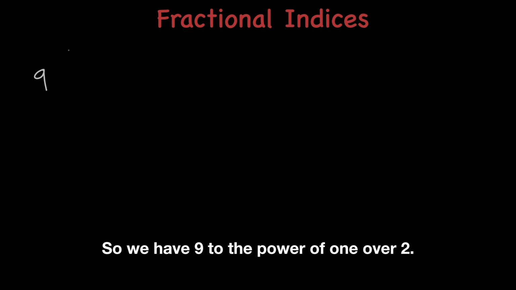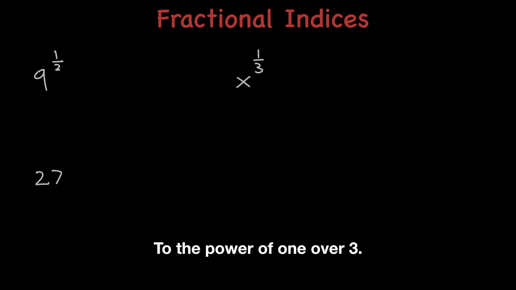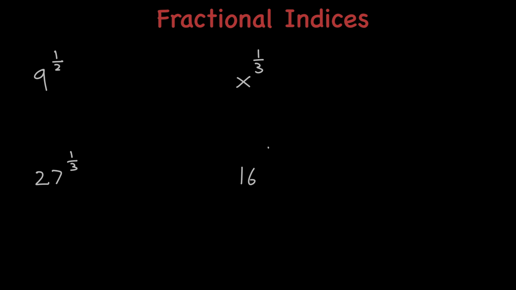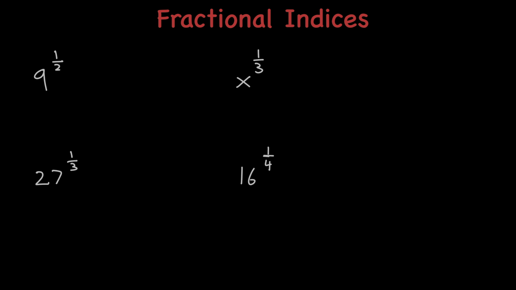So here we have 9 to the power of 1 over 2, x to the power of 1 over 3, 27 to the power of 1 over 3, and 16 to the power of 1 over 4. And now we're going to go ahead and simplify each of these.